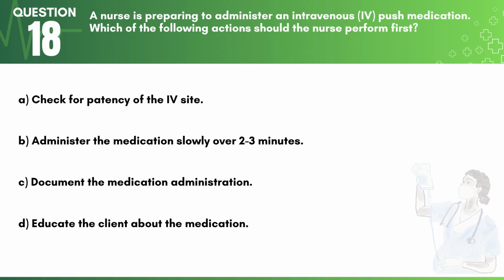Question 18. A nurse is preparing to administer an intravenous, IV, push medication. Which of the following actions should the nurse perform first? A. Check for patency of the IV site. B. Administer the medication slowly over 2 to 3 minutes. C. Document the medication administration. D. Educate the client about the medication.